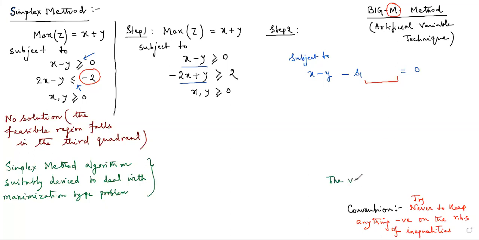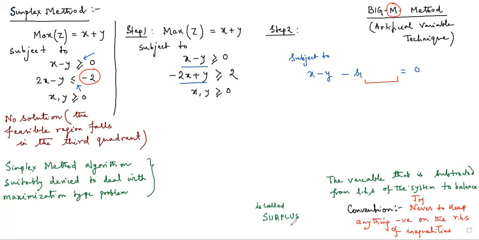The variable that is subtracted from the LHS of the system to balance the system is called surplus variable. The previous one is called slack variable, and this is called surplus variable. So we have got one surplus variable, which is S1.